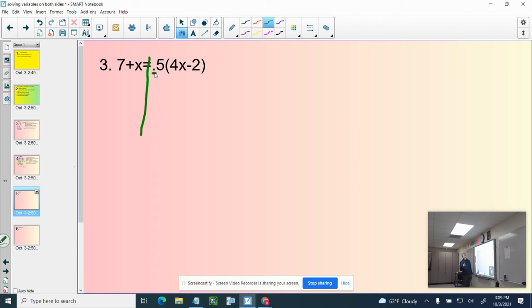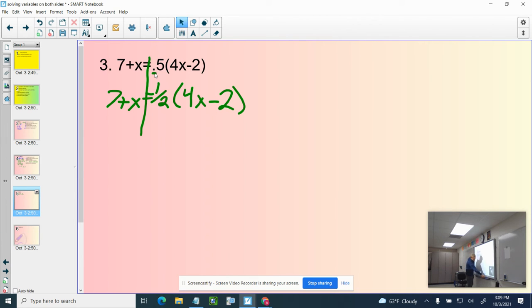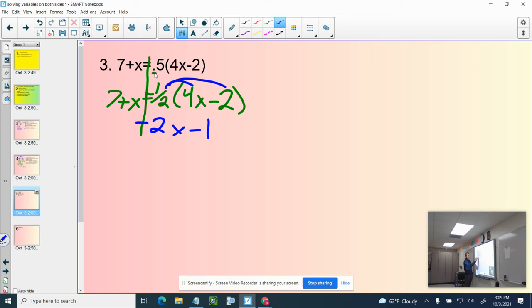Now, I don't like decimals that much. I like fractions. So I'm going to say this is 1/2 (4x minus 2). Same thing as it was before, just in a different representation. Then I'm going to go ahead and distribute. So I get 2x minus 1.